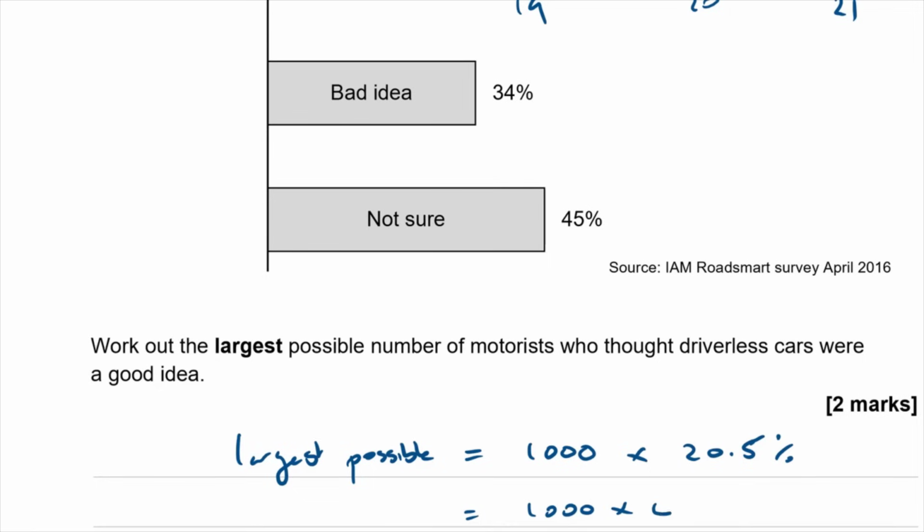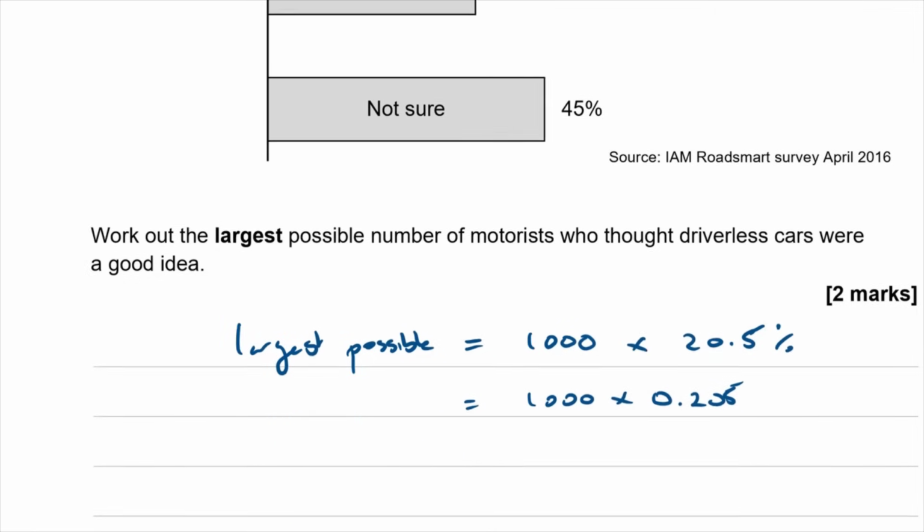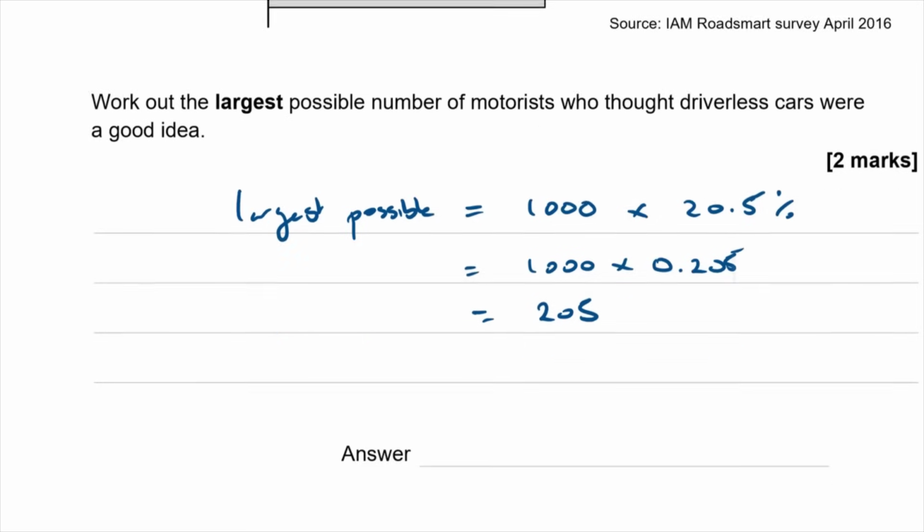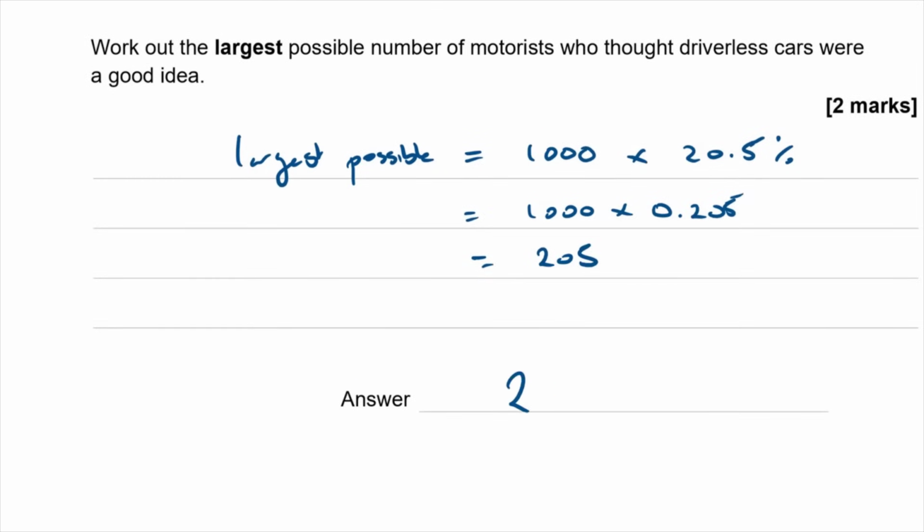1,000 as a multiplier. That's 0.205, isn't it? So that is 205. Now, strictly speaking, if it was 205 exactly, that would round up to 21% and not down to 20%. So I'm going to subtract 1 from that and write my answer as 204, because I know that definitely will round down to 20%.